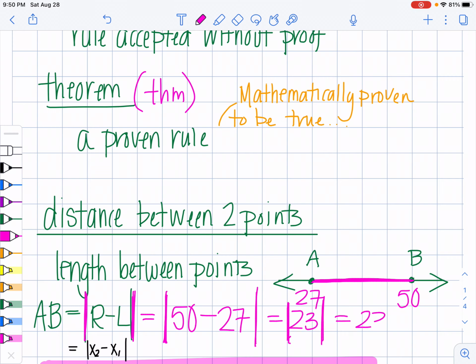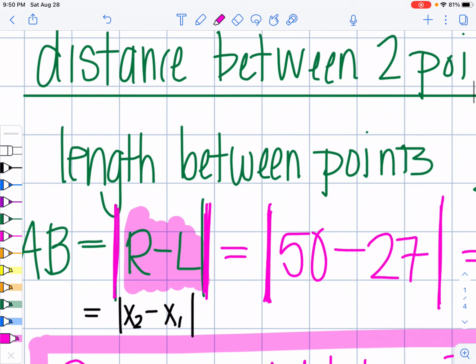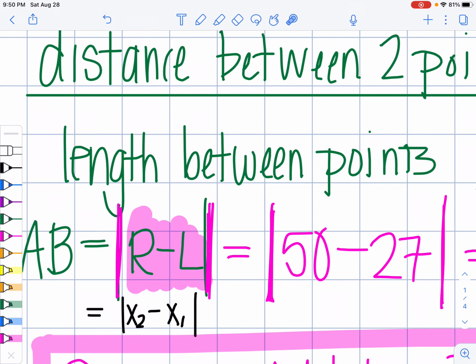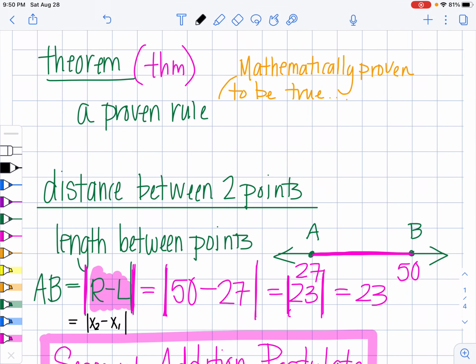Now, if you always do right minus left, you're always going to end up with a positive number. But if you did left minus right, that's why they have that absolute value, so you still end up with a positive number. Now mathematically, they're going to write this out. They're going to say, well, the absolute value of x2 minus x1, what does that mean? That just means in my line over here that A is going to be my first value point, and B is going to be my second. So they're saying this x2, my second point or my right point, is 50. And then my first point, my left point, is 27. I subtract them. That's all that means.